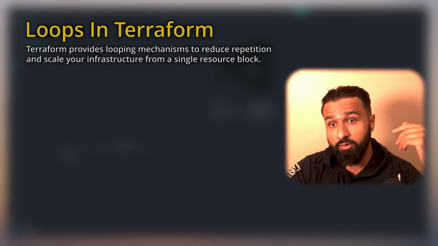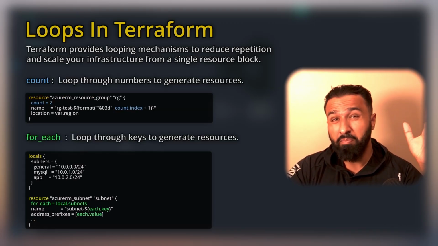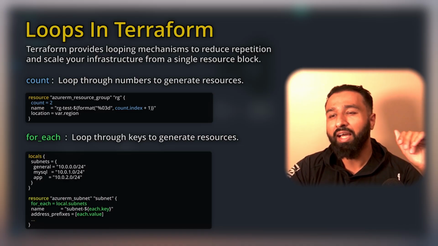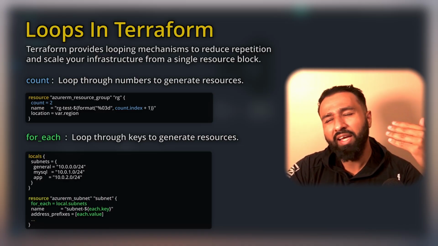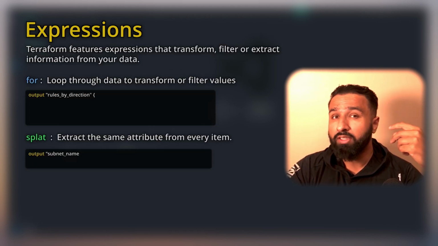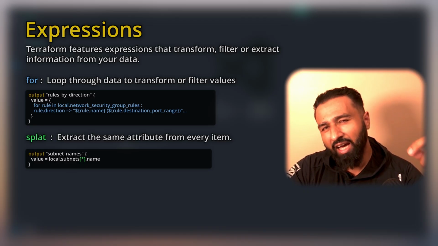We'll look at loops, where instead of writing the same resource over and over, we can loop to generate multiple resources from a single resource block. I'll showcase the different kinds of loops, when to use each one, and the trade-offs between them. Then we'll explore expressions, including for and splat expressions, to transform, reshape, and retrieve data exactly how we want it.